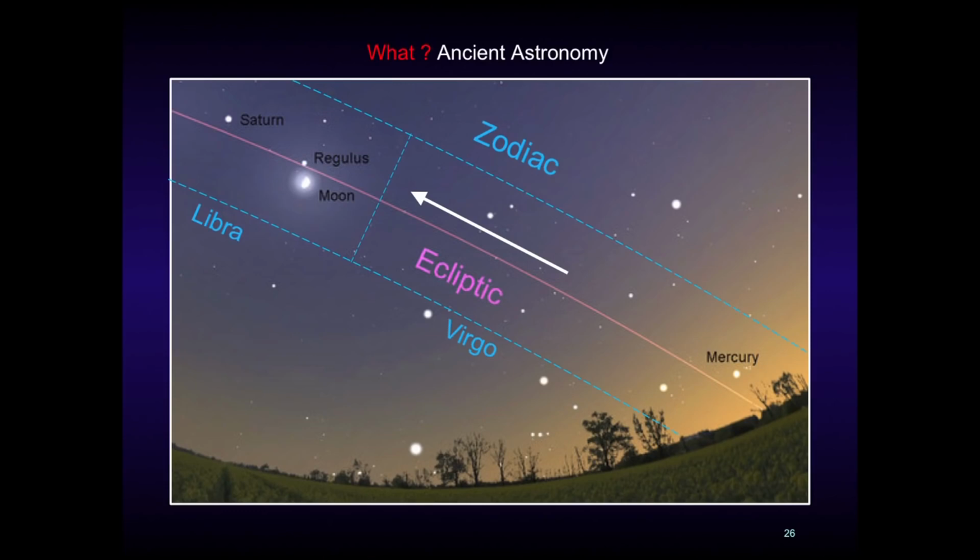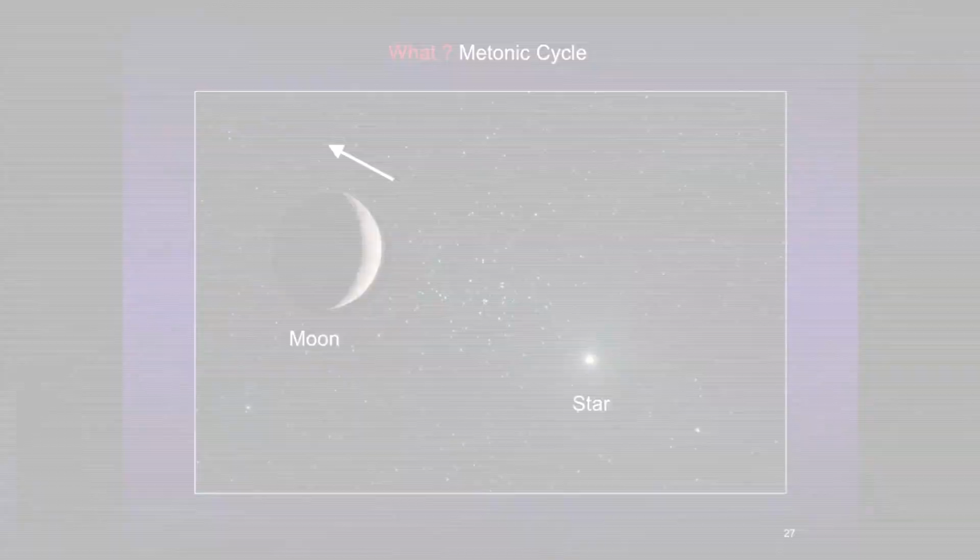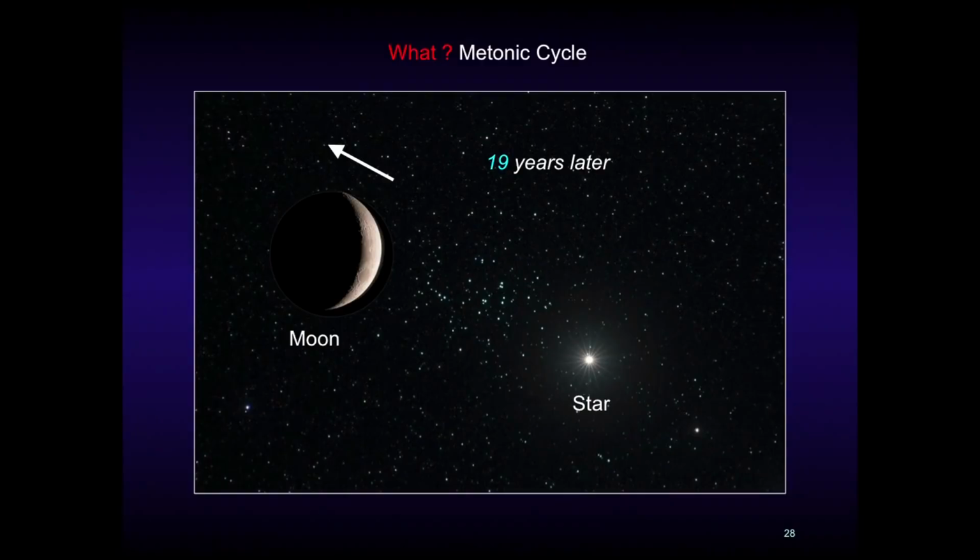I'm going to now take a snapshot of the moon on a particular night near a prominent star at a particular phase, and it's moving relative to the stars in the direction of the arrow. And exactly 19 years later, I'm going to take another snapshot, and you'll see that it looks identical. And the reason for this is the Metonic cycle. In that 19 years, the moon has gone through exactly 235 lunar months. That's the phase cycle of the moon, from new moon through full moon back to new moon. So the moon is at the same phase after 19 years.